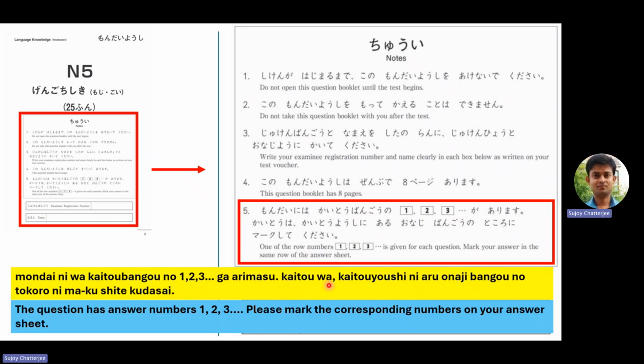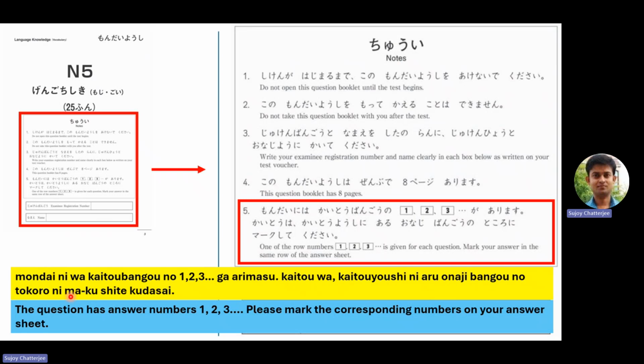Kaito wa means answers. Kaito yoshi, answer paper or answer sheet. Ni aru onaji. Onaji, again the same word, which means same as. That means the corresponding numbers. Onaji bango means corresponding numbers. In these spaces, tokoro means space. So mark in the space provided in the answer sheet provided.